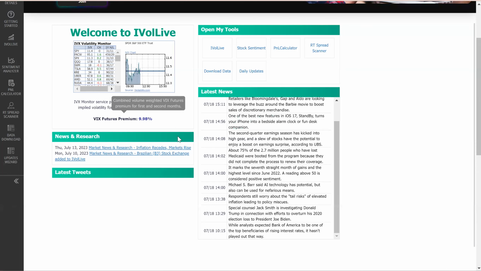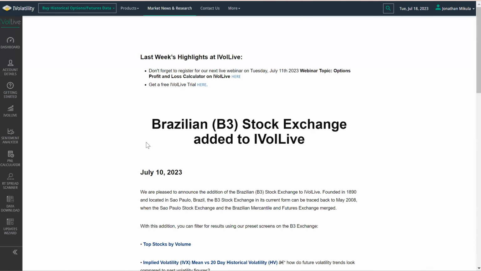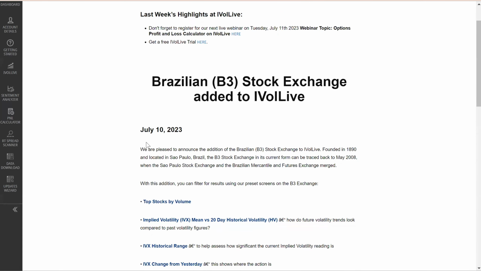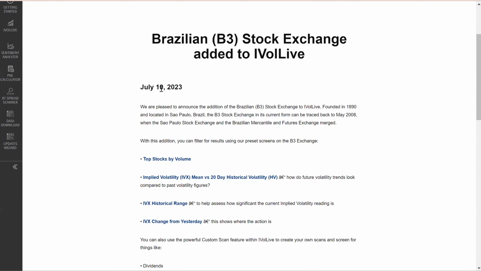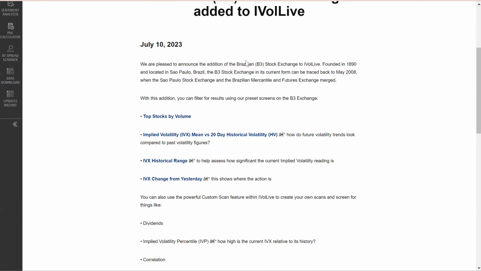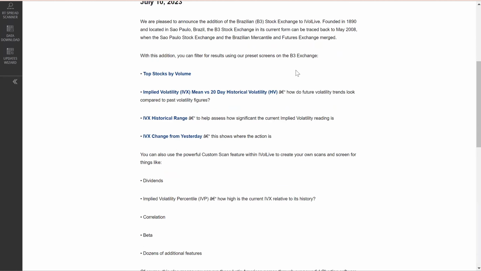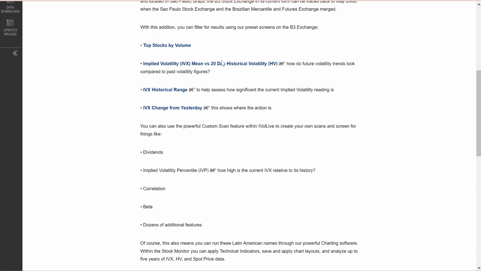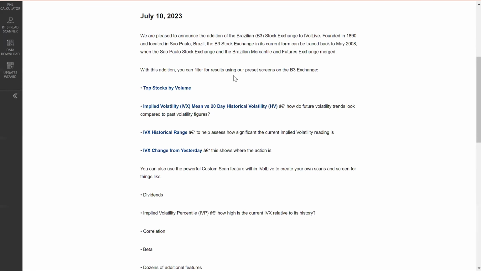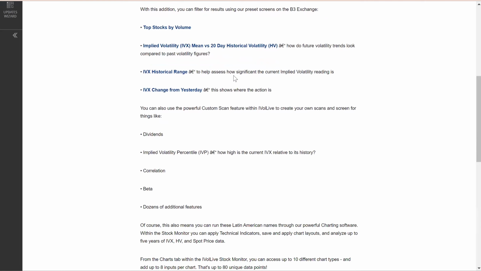That contrasts with news and research. This is what we put out internally at iVol Live, with our trading and editorial coverage. Typically, we announce new additions to the platform. In this case, on July 10th, we announced that we've added the Brazilian B3 stock exchange to iVol Live. Many users requested that, so we incorporated it into the platform. I'll pull one of the stocks from the B3 for some of our examples today.